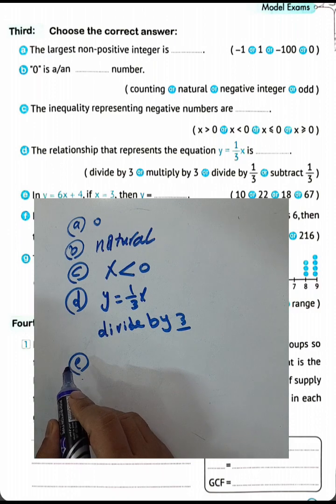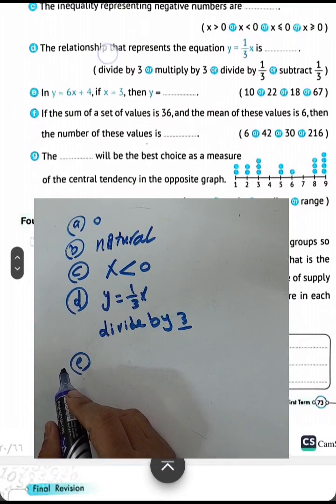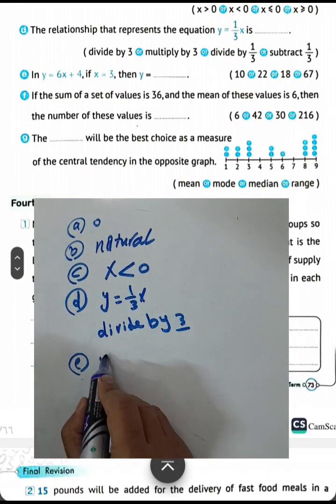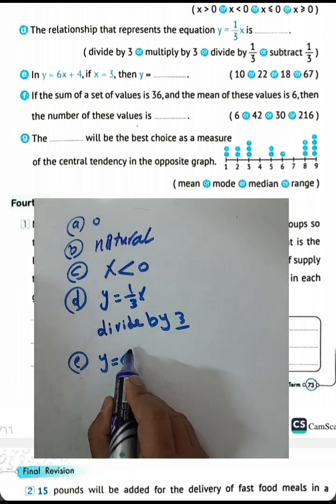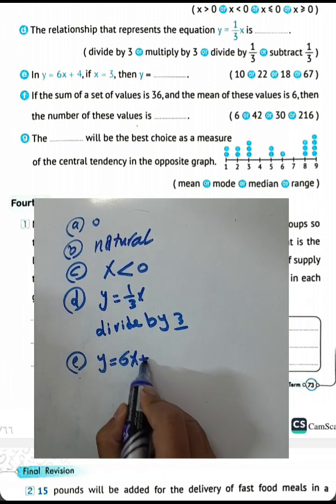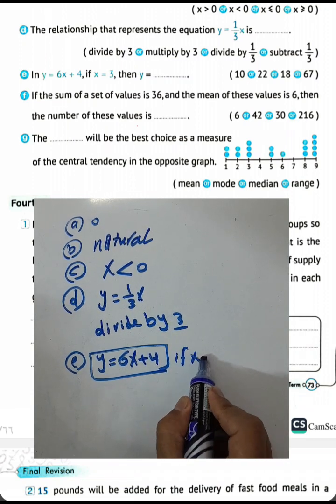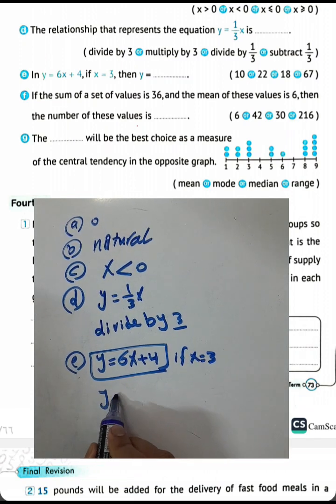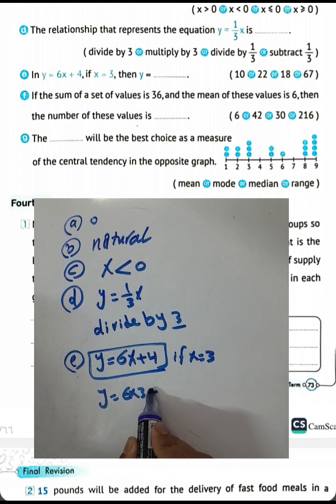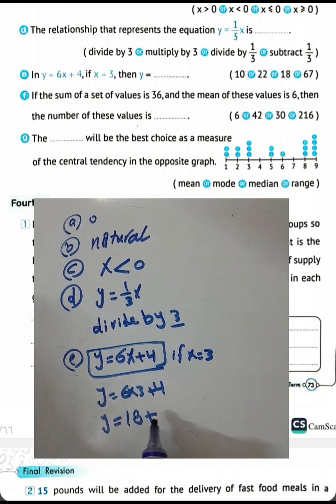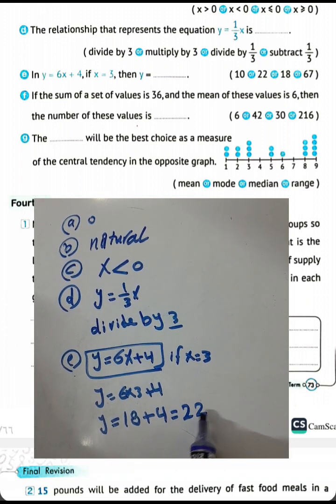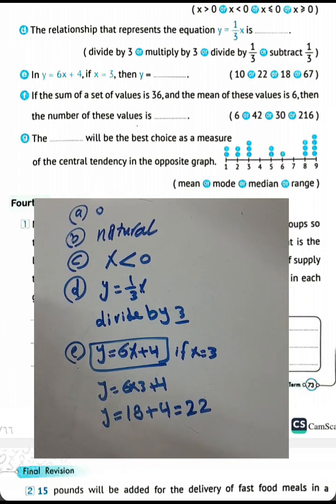Question letter E. In this equation, y equals 6x plus 4. If x equals 3, then y will be equal to 6 multiplied by 3 plus 4. 6 times 3 equals 18. 18 plus 4 equals 22. The result here will be 22.